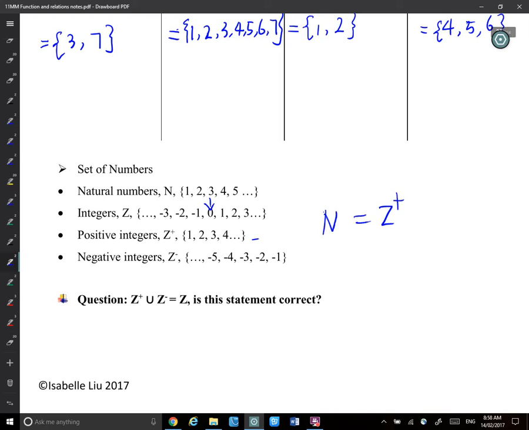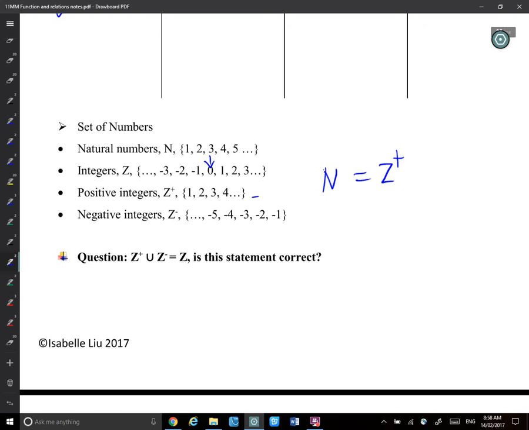Natural numbers will be exactly the same as Z plus. Negative integers are all the -1, -2, -3, -4, all the way to the left, but not including 0. When we talk about positive or negative numbers, 0 is not positive or negative. So when you talk about positive integers and negative integers, you are not talking about zeros. No zeros included.